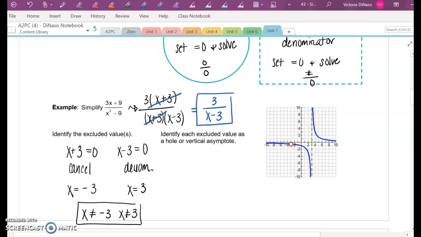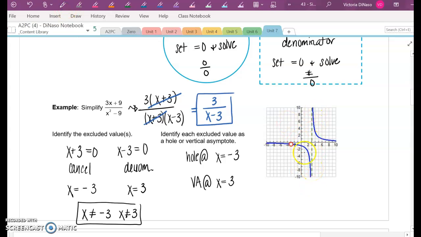Now we're going to identify them as either a hole or a vertical asymptote. There's going to be a hole at x equals negative 3. That's what you canceled. And there's going to be a vertical asymptote at x equals 3. That's what's left over in the denominator. Over here on the right-hand side, you can see that there is a hole at x equals negative 3, and then I also have a vertical asymptote, a vertical dotted line at x equals 3.